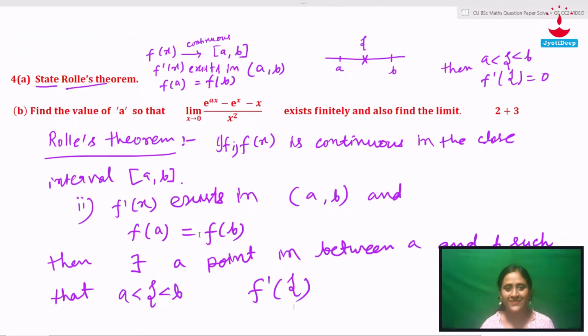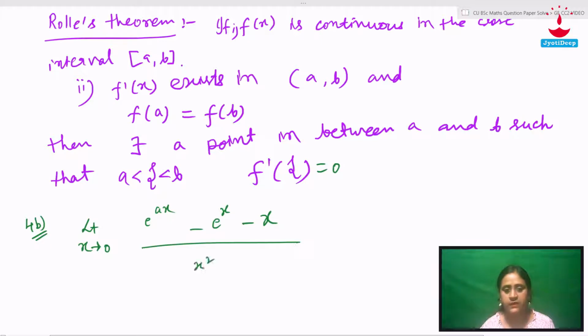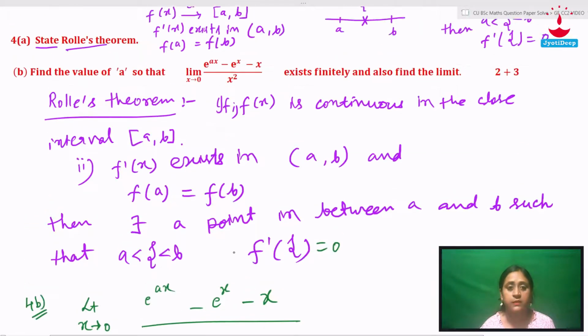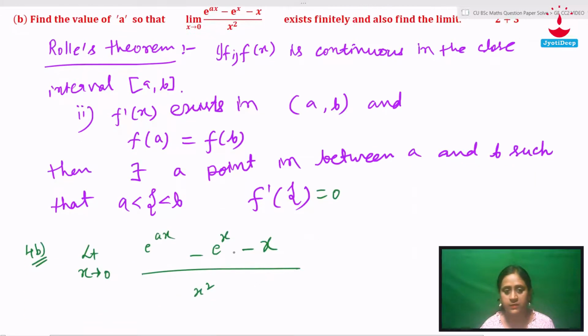So we are going to write down the limit over here. For b we can say limit x tends to 0 of e to the power ax minus e to the power x minus x divided by x square.